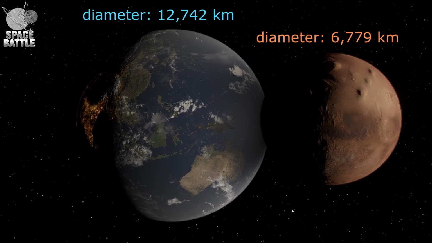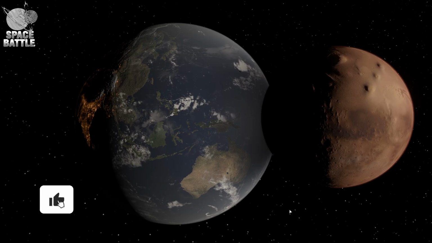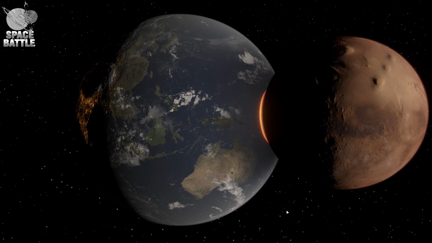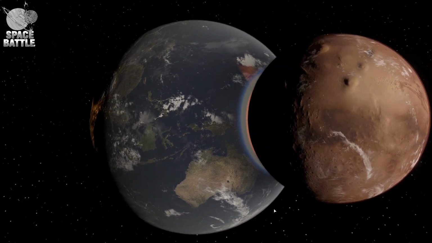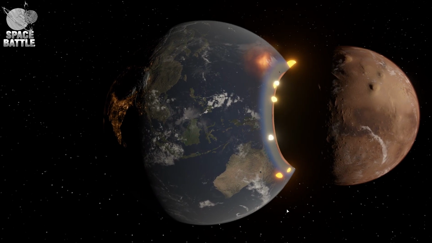Both planets are in motion, as you can see, and the collision is about to begin. Mars is going to crash into the Pacific Ocean. The collision has begun. Oh, clouds have already appeared on Mars. Well, that's just how the simulator works. And there goes the shockwave.